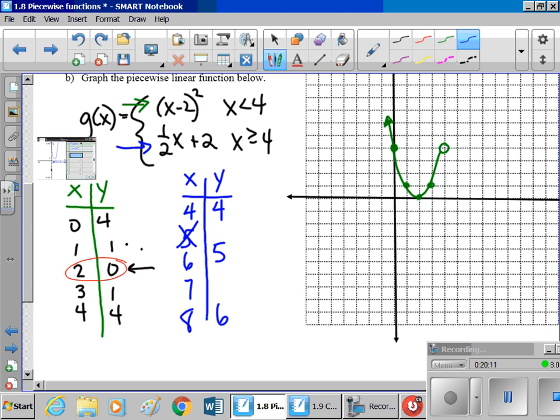So 4, 4. Actually, if we take a look at this, there is going to be a solid point here, but it's not going to be part of the green function. Obviously, if you're doing it all in the same color, you really won't know the difference. But 6, 5, 8, 6, and that keeps going because there's no bounds on the right-hand side. And this is our g of x. Looks pretty cool, right?